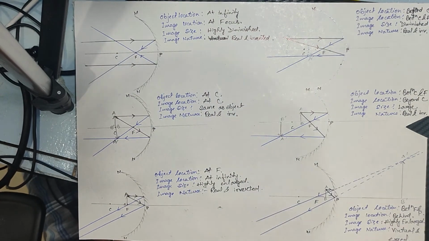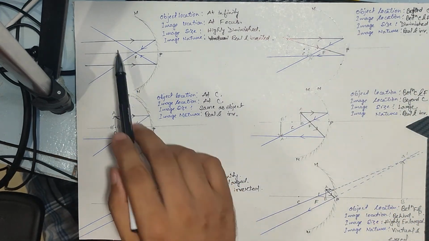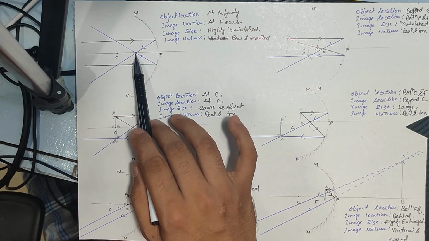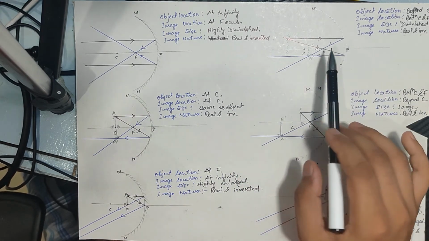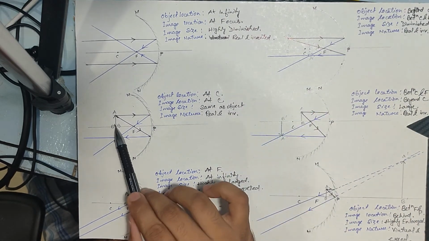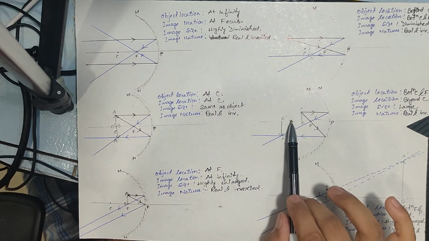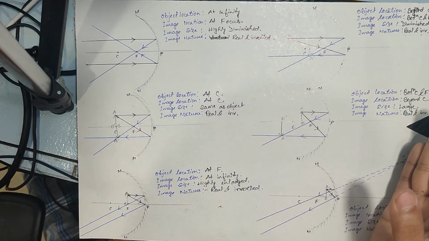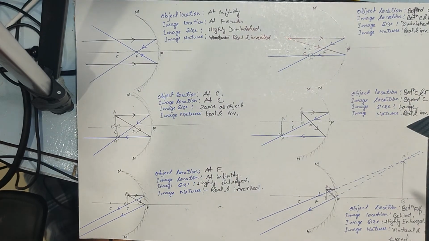And here you see one very interesting thing. When we bring the object closer to the mirror, the image moves further away. When the object was at infinity, the image formed at the focus. When we brought the object towards the mirror, the image moved a little to this side. When we brought the object to the center of curvature, the image moved a little further. And when we brought it again here, the image moved this way. So when you bring the object close to the mirror, the image moves further away from the mirror. This is a very interesting thing you need to remember.